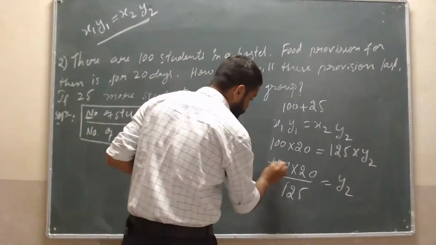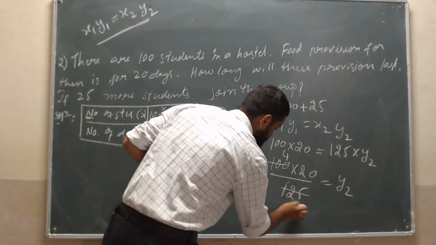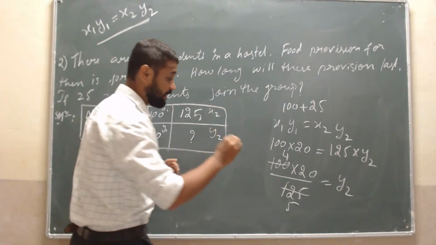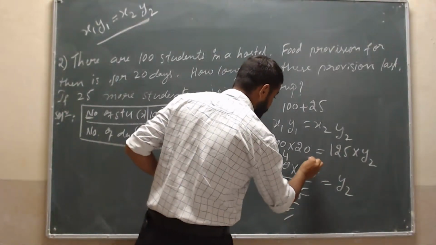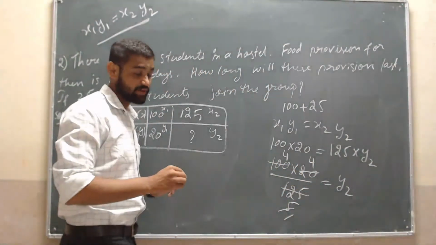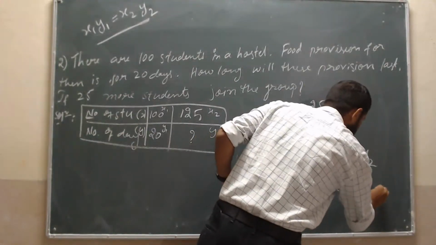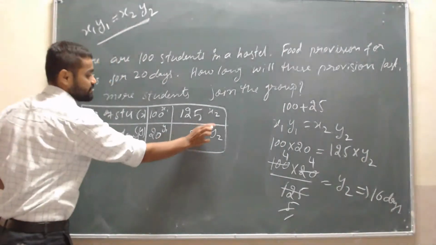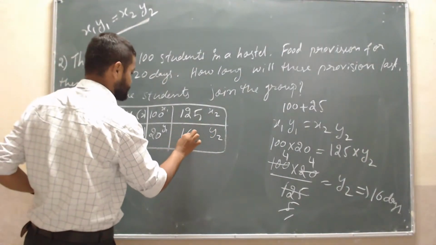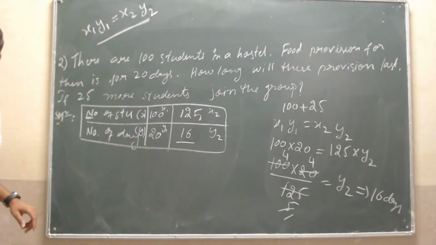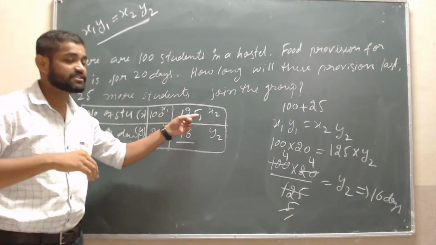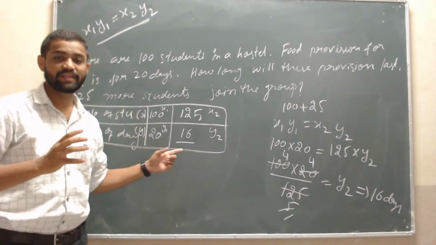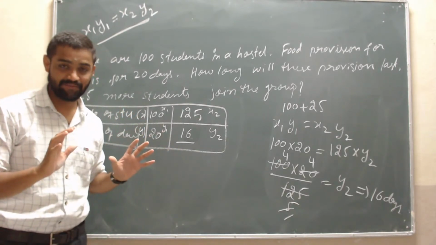25 fours are 100, 25 fives are 125, and 5 fours are 20. Then y2 is 16 days. Very good, that is 16 days. That means 125 children will eat comfortably only for 16 days.